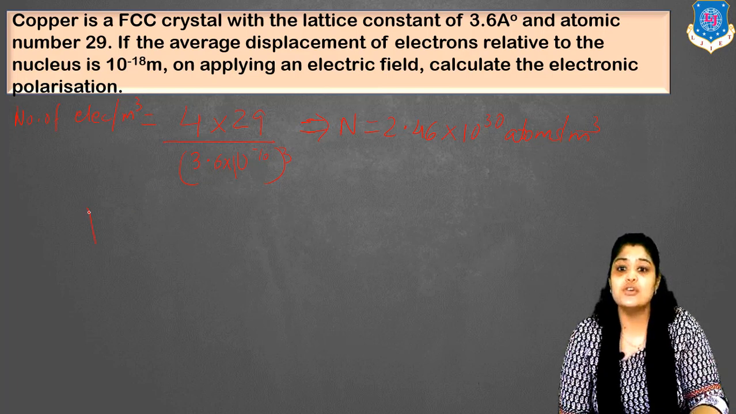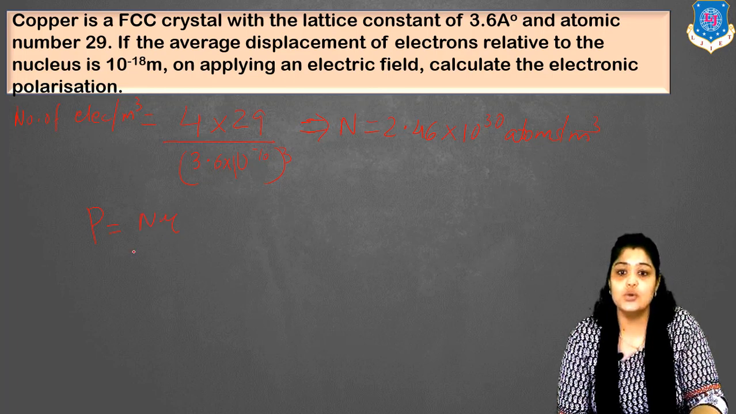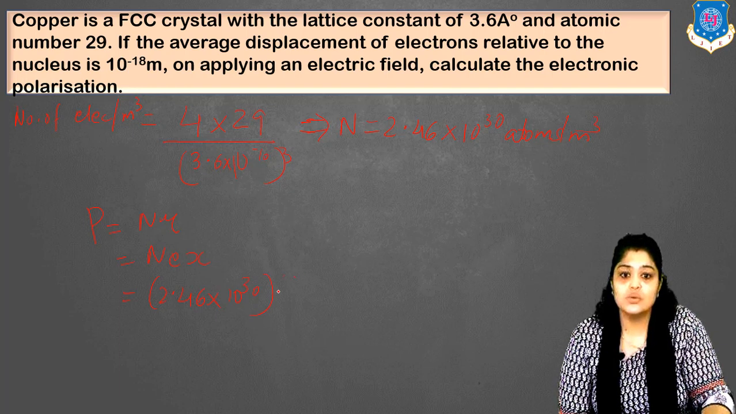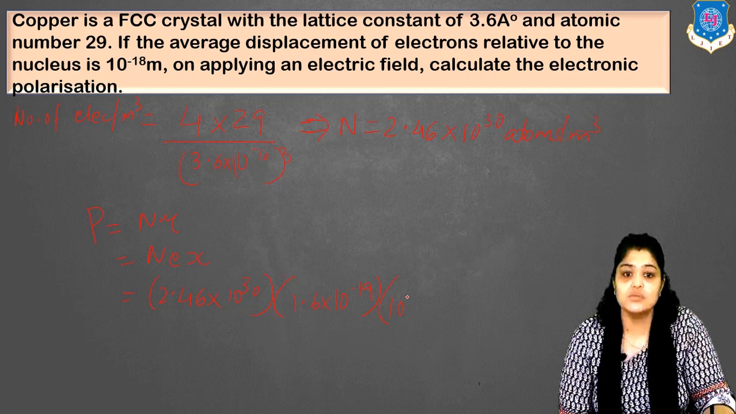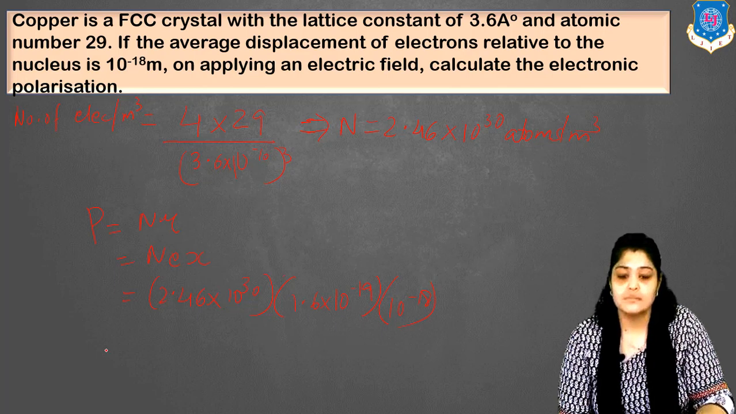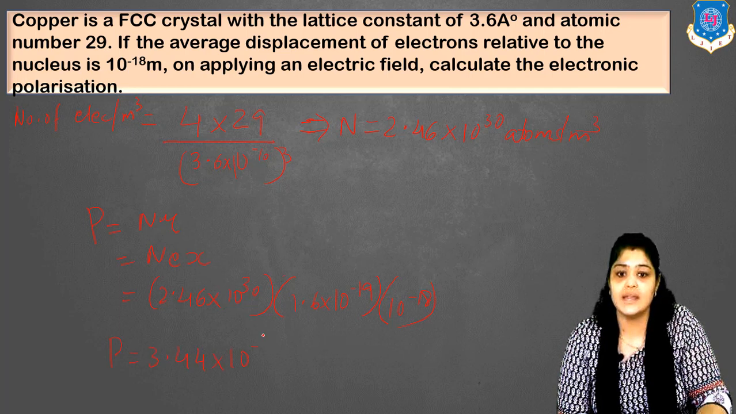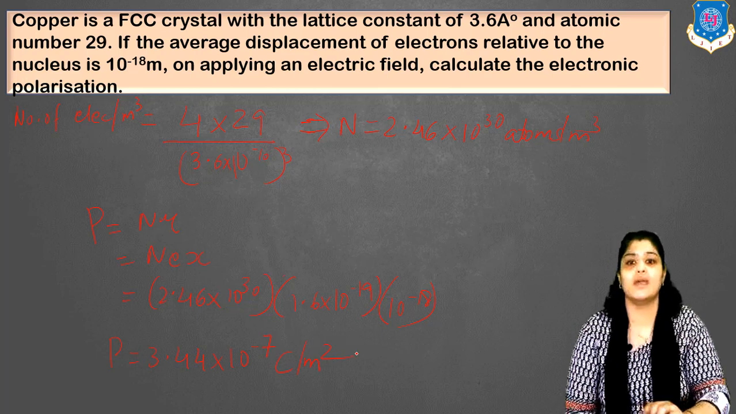Now we have to find electronic polarization, not polarizability. So electronic polarization is N into mu. This can be written as NEx, where Ex denotes the dipole moment mu. So this can be written as 2.46 into 10 raised to 30, E is equal to 1.6 into 10 raised to minus 19 multiplied by x. The displacement is given as 10 raised to minus 18 meters. Solving this, we get P is equal to 3.44 into 10 raised to minus 7 coulomb per meter square.